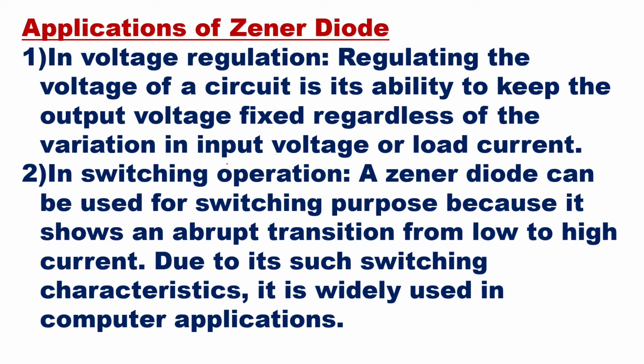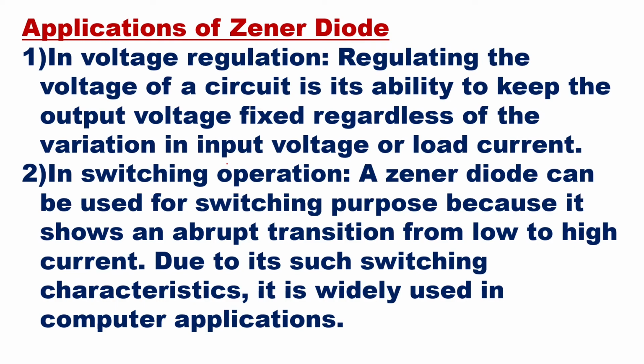Then we'll go to see what the applications of the Zener diode are. The main important application of the Zener diode is in voltage regulation. Number one, in voltage regulation: regulating the voltage of a circuit is its ability to keep the output voltage fixed regardless of the variation in the input voltage or load current. Even if the input main supply voltage varies, or the load current varies because of load variation, in both cases the Zener diode can help you give a constant output voltage because of its speciality that in reverse breakdown, the voltage remains constant and current can be varied.